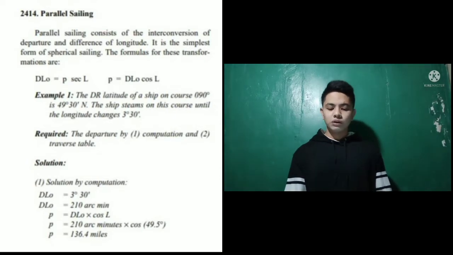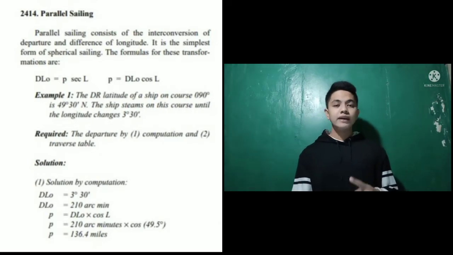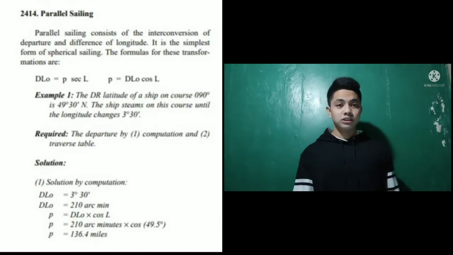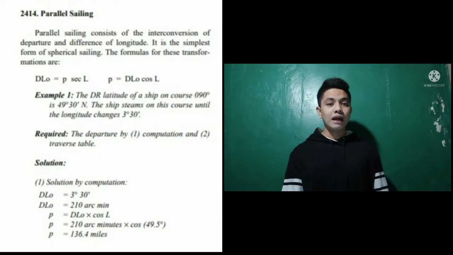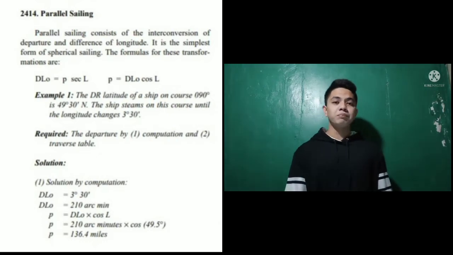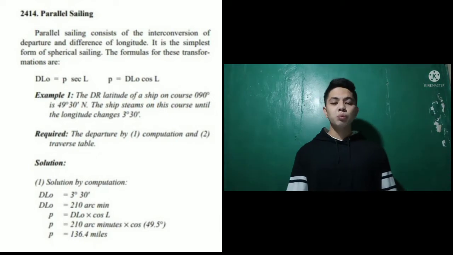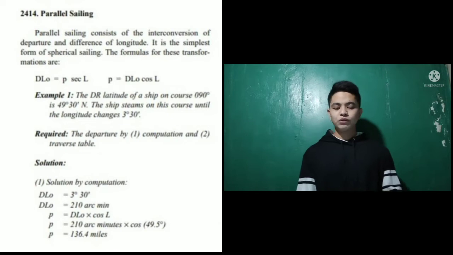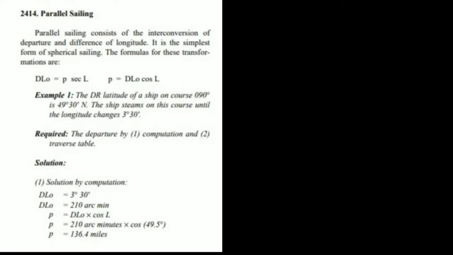D long equals 3 degrees 30 minutes. We convert it and it will be 210 arc minutes. Then P equals D long multiplied by cosine L. Then P equals 210 arc minutes multiplied by cosine 49.5 degrees. And the last part is P equals 136.4 miles. So that is how we compute parallel sailing in example number 1. Thank you.